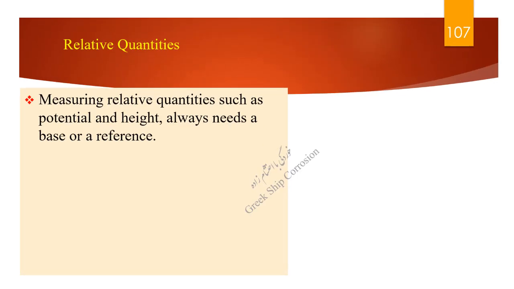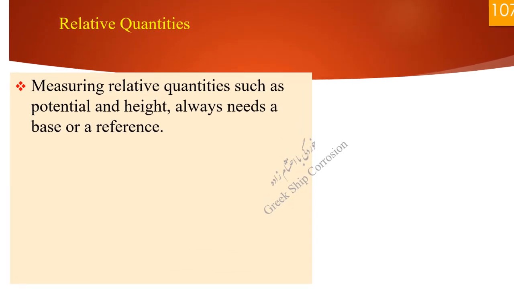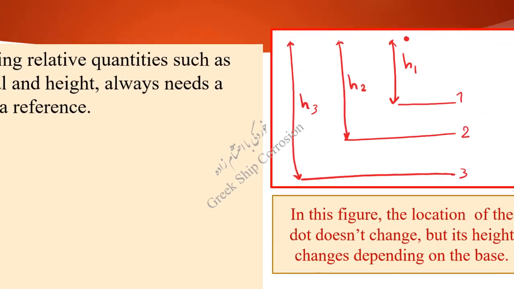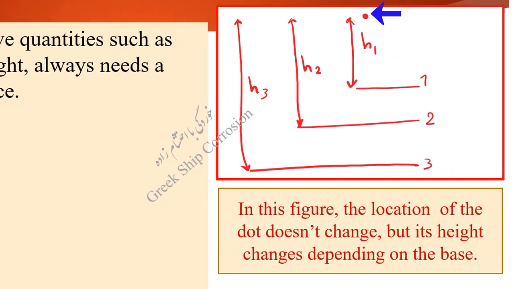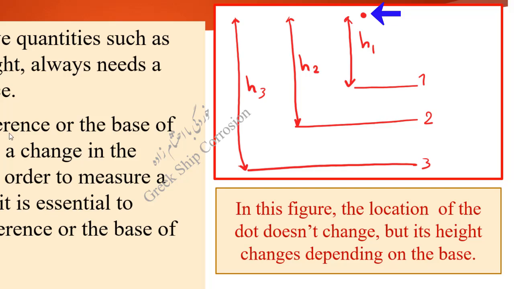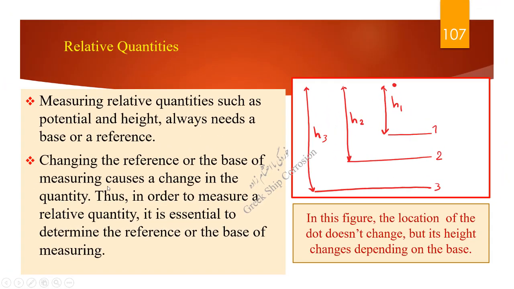Measuring relative quantities such as potential and height always needs a base or a reference. In this figure, the location of the dot doesn't change, but its height changes depending on the base. H1 according to base number 1, H2 according to base number 2, and H3 according to base number 3. Changing the reference or the base of measuring causes a change in the quantity. Thus, in order to measure a relative quantity, it is essential to determine the reference or the base of measuring.